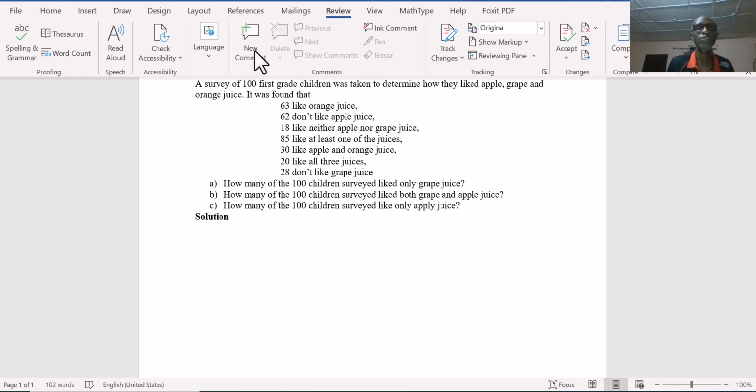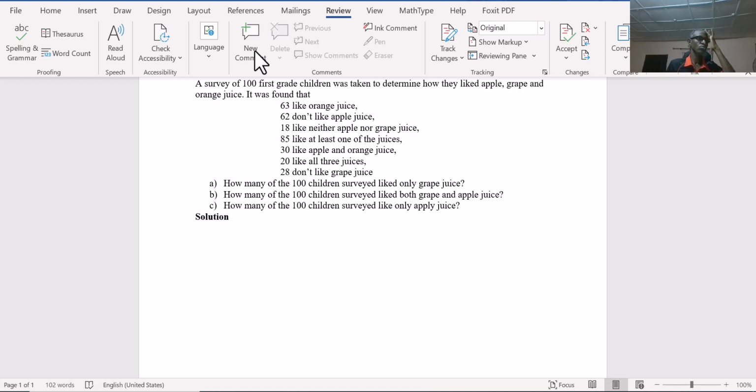Now, this question says a survey of 100 first grade children was taken to determine how they like apple, grape, and orange juice. It was found that 63 like orange juice, 62 don't like apple juice, 18 like neither apple juice nor grape juice, 85 like at least one of the juices, 30 like apple and orange juice, then 20 like all the three juices, 28 don't like grape juice.